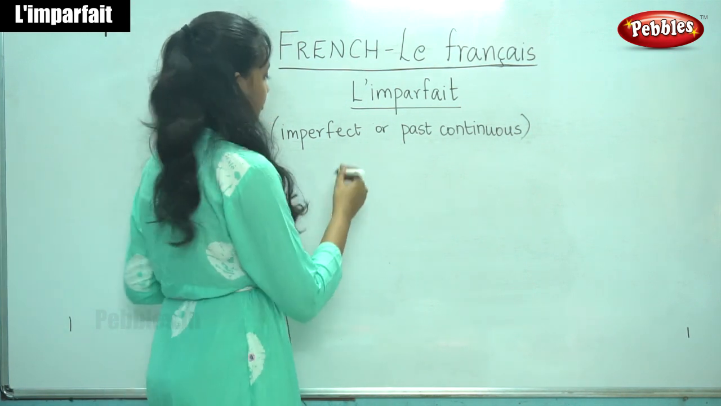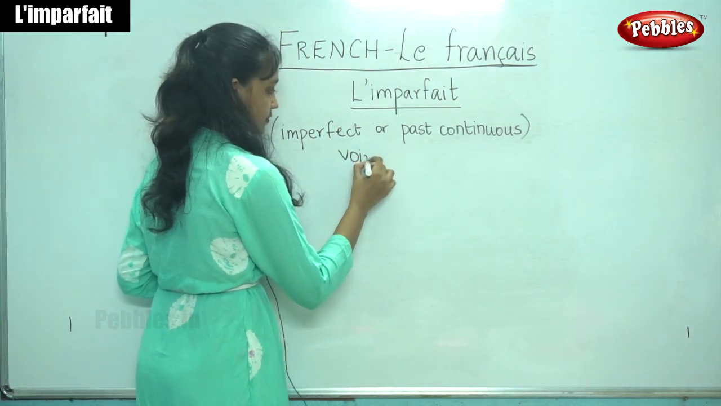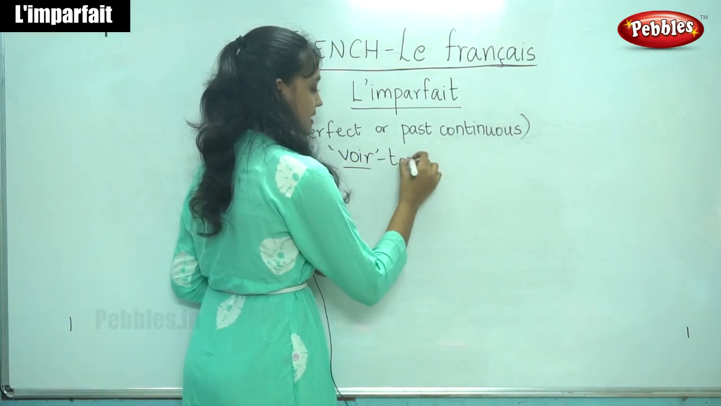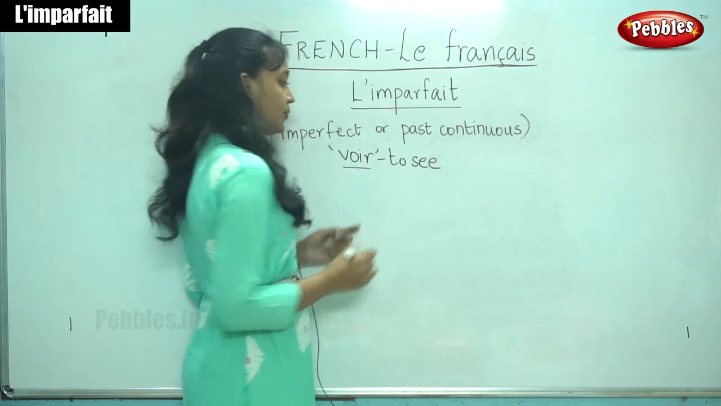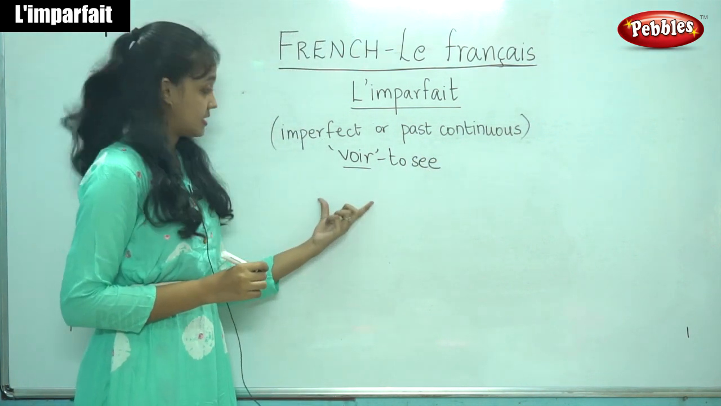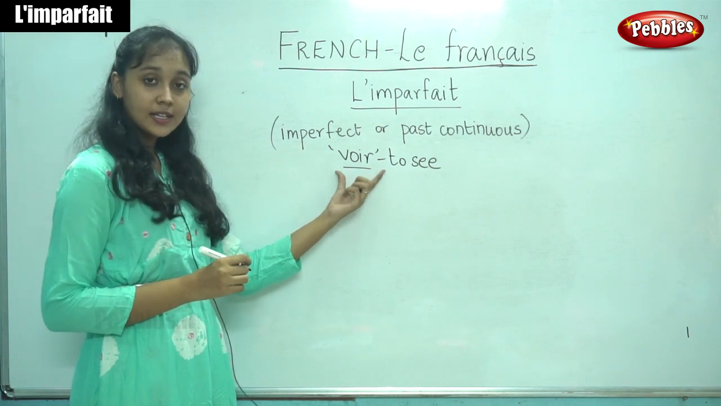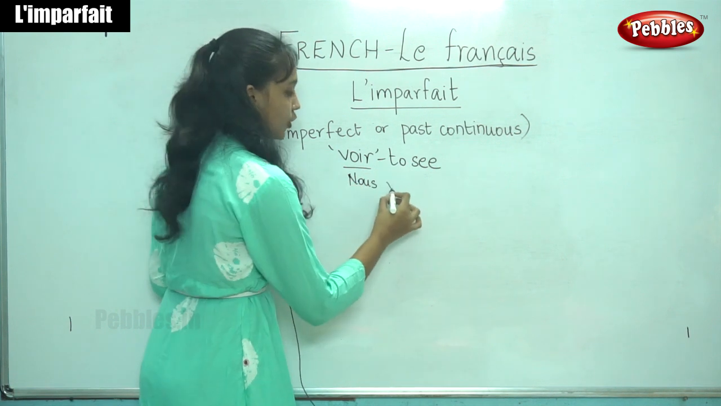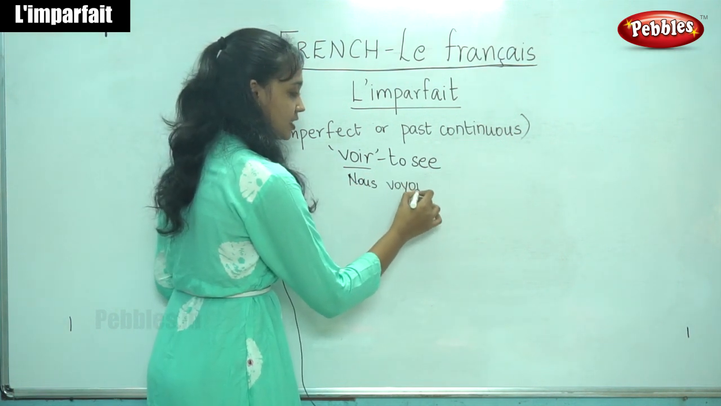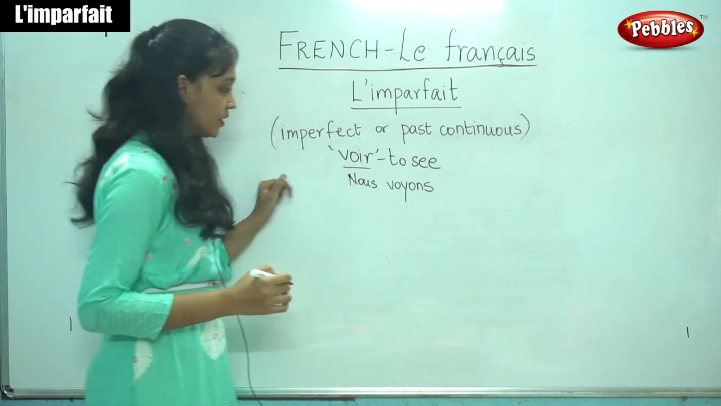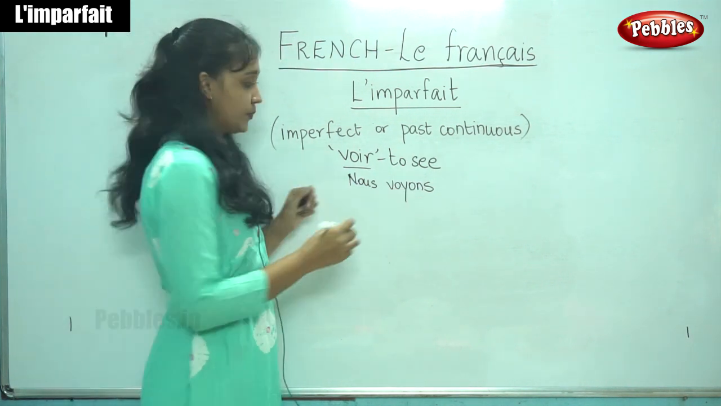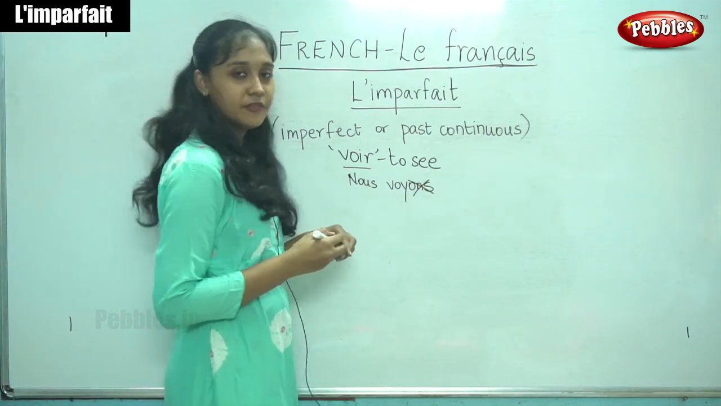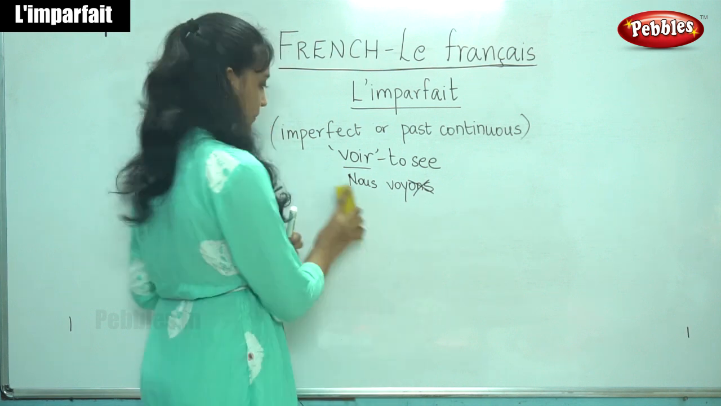Let us see the verb voir. Do you remember this verb? It means to see. Now, how do we learn the stem for this? For voir, the nous conjugation will be voyons. Yes, I hope you remember that. You must be thorough with it by now. Nous, it is voyons. So we will remove ONS and add our imperfect endings. So very simple.